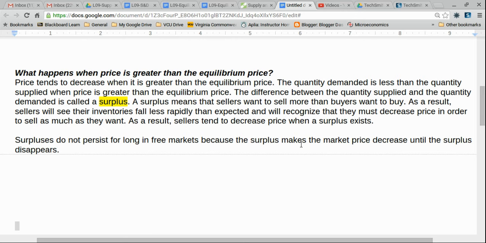This means that sellers tend to decrease price when a surplus exists. An important implication of the analysis is that surpluses will not persist for long in free markets because the surplus makes the market price decrease until the surplus disappears.